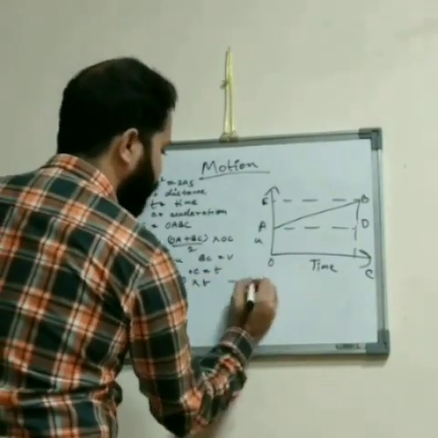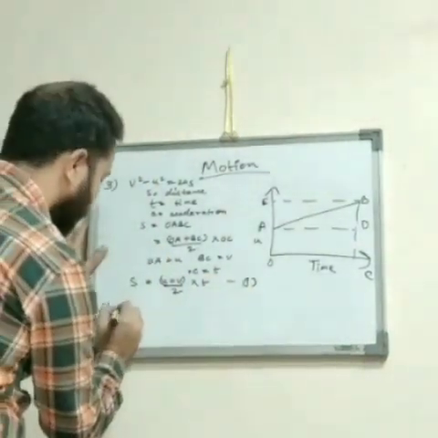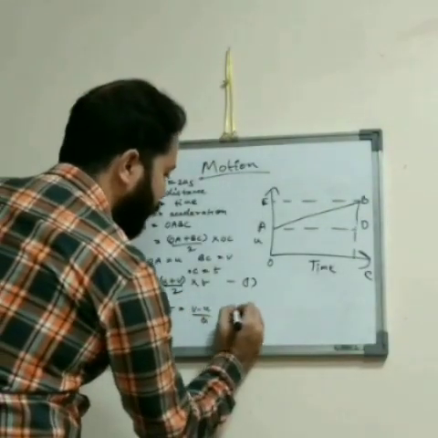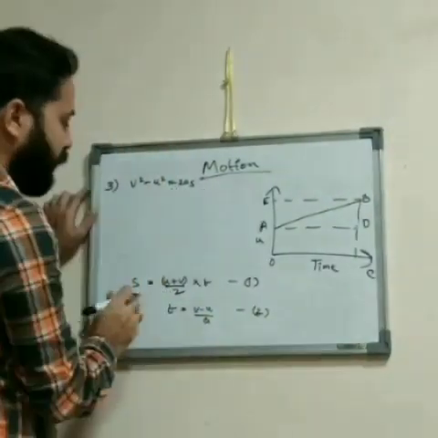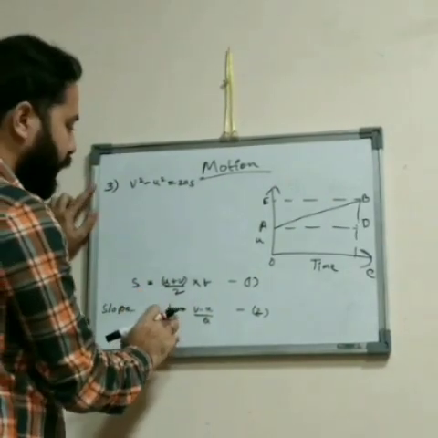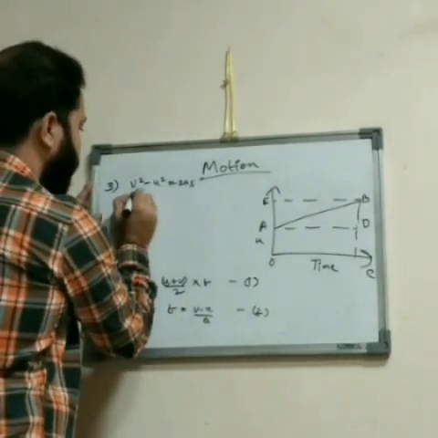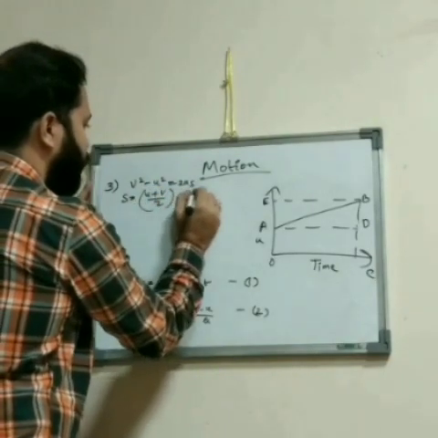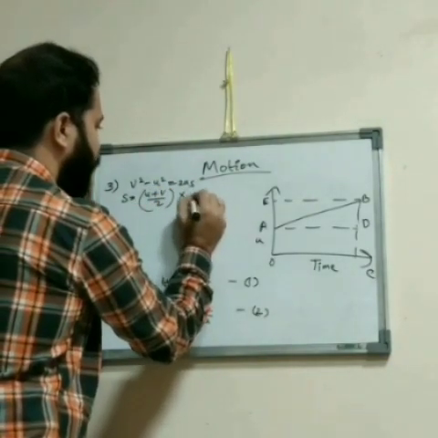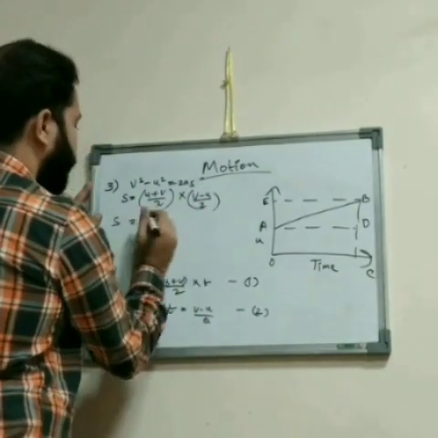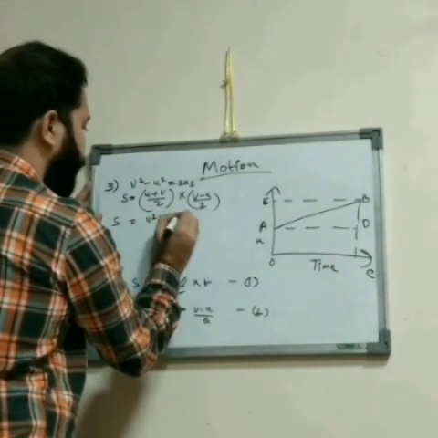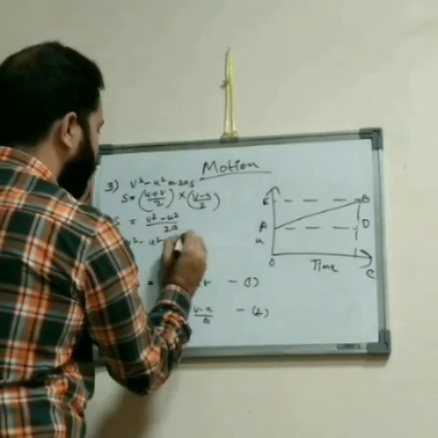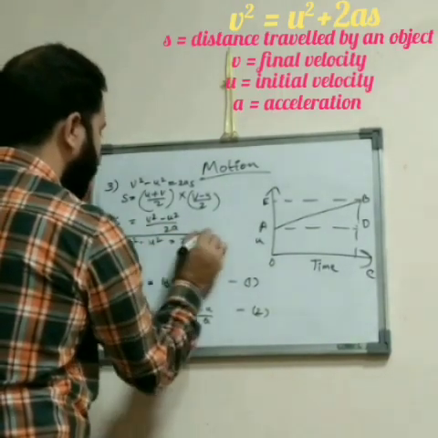This is the first equation. So t is equal to v minus u upon a. This is the second equation. Substituting the value of t in equation 1, we get s is equal to u plus v upon 2 into v minus u upon a. So s is equal to v square minus u square upon 2a. So v square minus u square is equal to 2as. This is the third equation of motion.